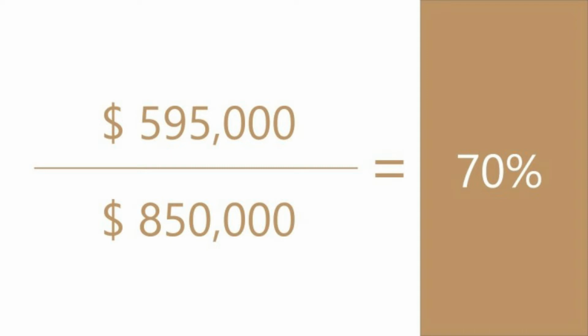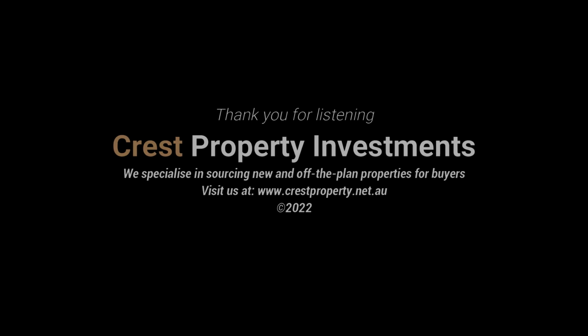If you see this diagram here, this simplifies how it works. If a property was purchased for $850,000 and the land value was $595,000, the land to asset ratio would be 70%.